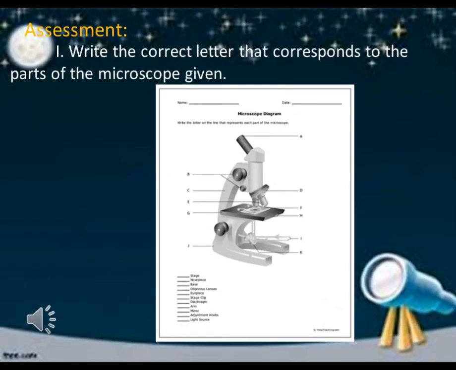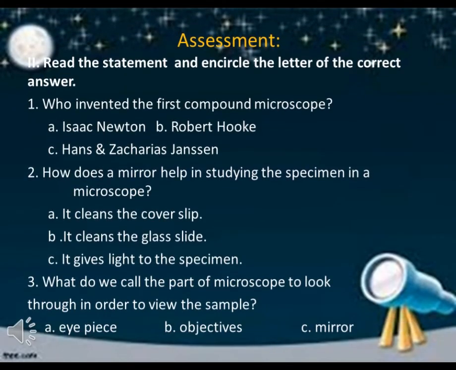Now, let's try to test your understanding if you have learned something about our topic. In test 1, you can see the parts of the microscope represented by the letters. Below are the names of its parts. Just write the letter that corresponds to it. Proceed to our test 2. Read the statement and encircle the letter of the correct answer.